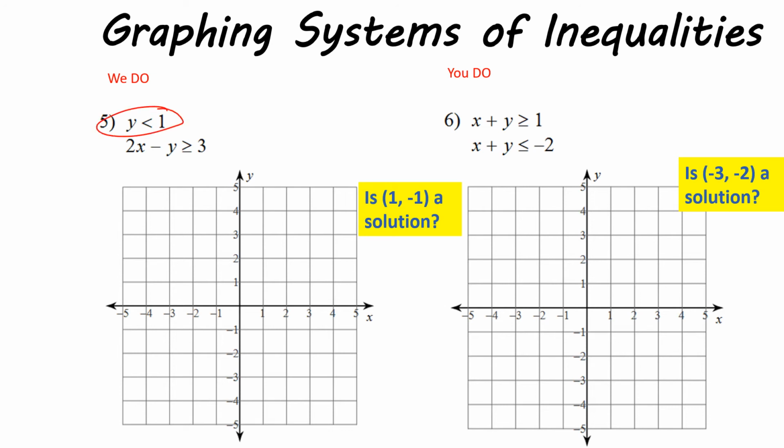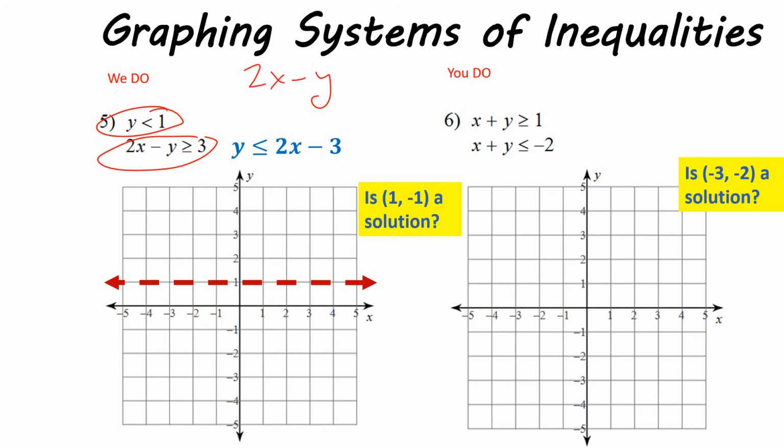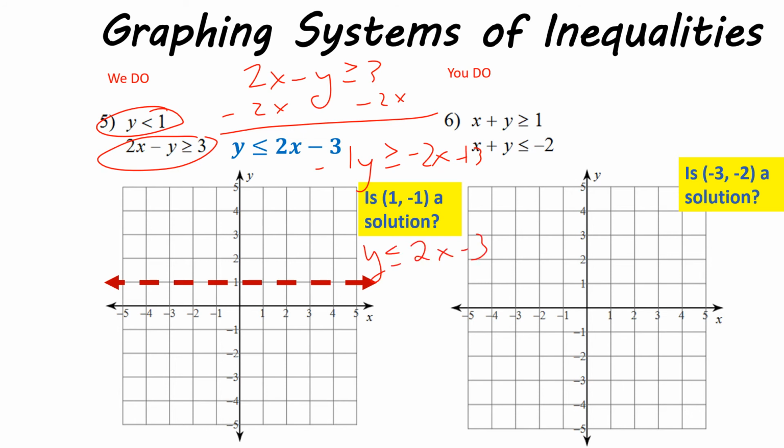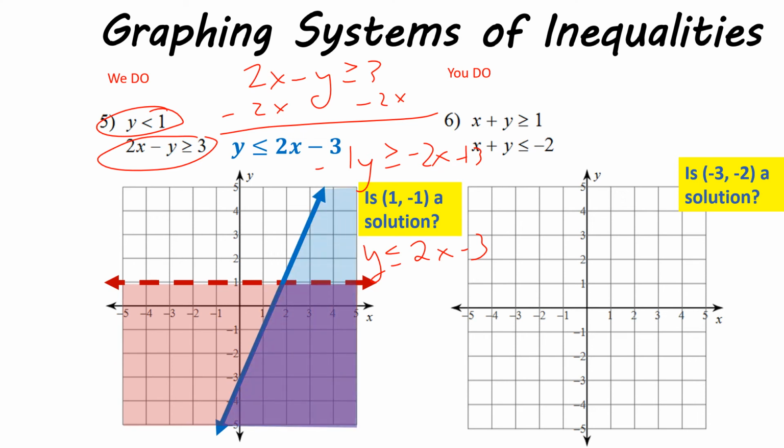Okay, so I'm going to graph this first line. That's just a horizontal line, right? And we're shading below. That follows our rules. The second one, though, you need to solve for y. Again, give yourself some space over on the side of your paper. This is -1y greater than or equal to -2x plus 3. Divide everything by -1. That gives you y less than or equal to 2x minus 3. Overlapping area out here in the corner.